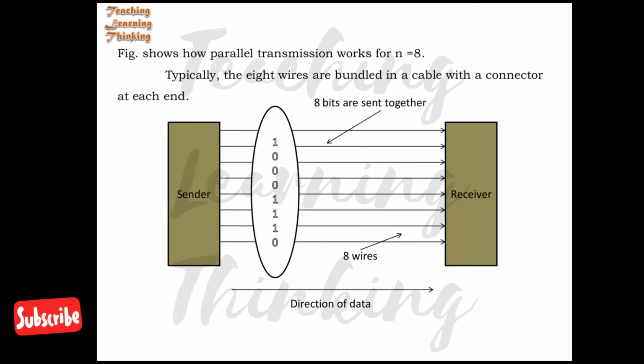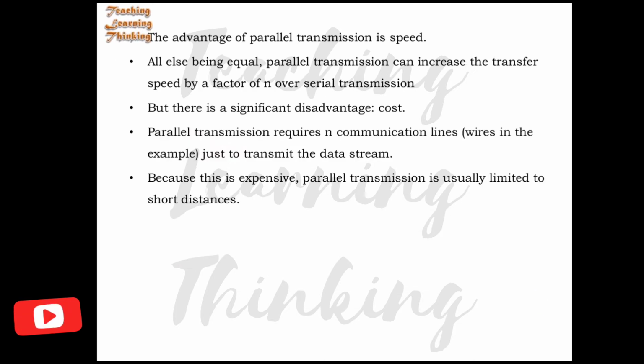Typically the 8 wires are bundled in a cable with a connector at each end. There is a sender and a receiver, 8 bits are sent together at a clock tick, and the data flows from sender to receiver. The advantage of parallel transmission is speed. All else being equal, parallel transmission can increase the transfer speed by a factor of n over serial transmission. But there is a significant disadvantage, which is cost. Parallel transmission requires n communication lines, wires in the example, just to transmit the data stream. Because of this expense, parallel transmission is usually limited to short distances.